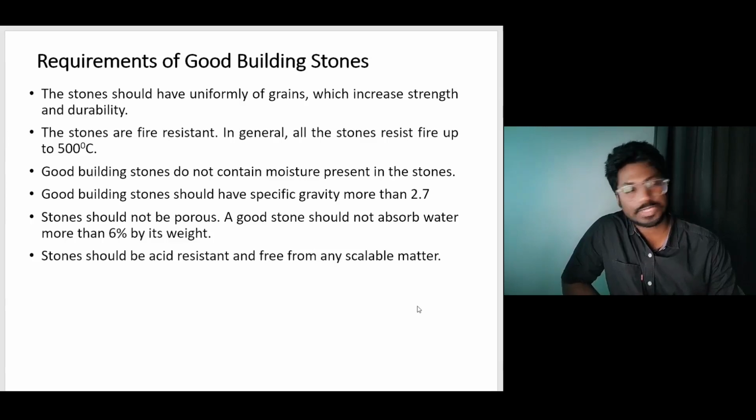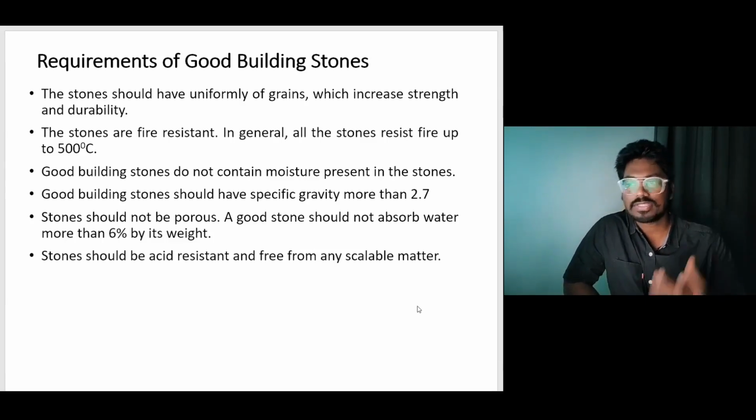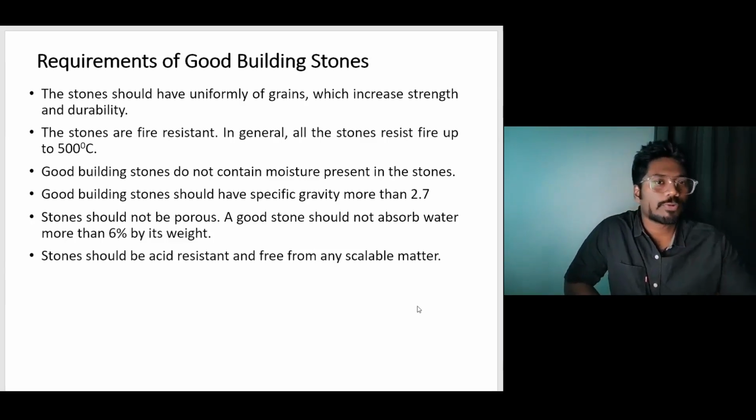Now that's a metric. A good stone can be classified as good when it doesn't absorb more than 6% of its dry weight. The weight of the water absorbed should not be more than 6% of its dry weight. Now this is a standard metric, which classifies a good stone from a bad one.